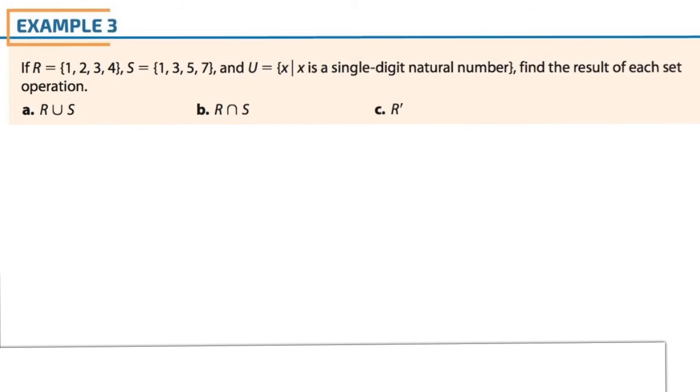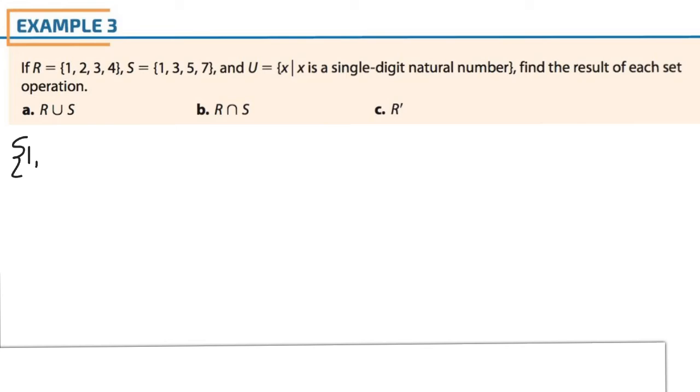Example 3 is asking us to use these sets right here and find union and intersection and the complement. So we're going to draw Venn diagrams. I would like to draw Venn diagrams because I think it's fun to draw Venn diagrams. But I'll do it in the next one. We don't want to have all our fun at the same time. All right. Watch how I do this. I'm going to write the set.